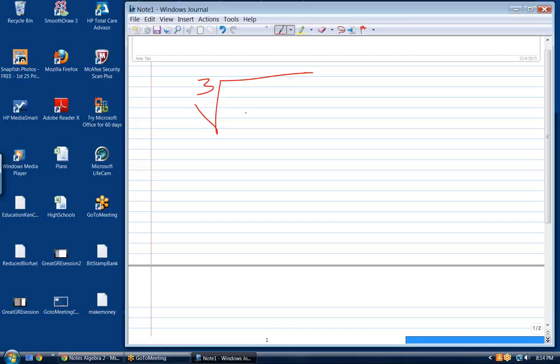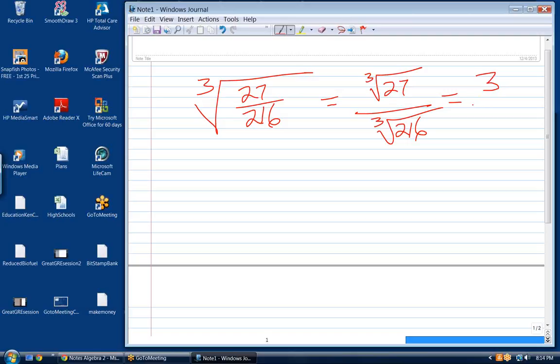What about when it's like 27 over 216? Well, again, we can make that the cube root of 27 over the cube root of 216, and those happen to be perfect cube numbers. What's the cube root of 27? 3? And take a wild guess at 216.